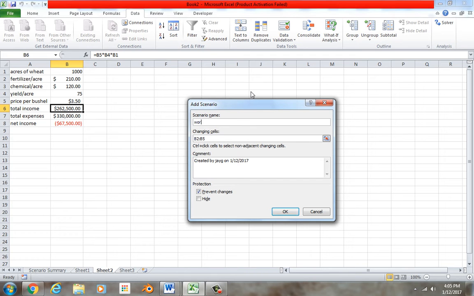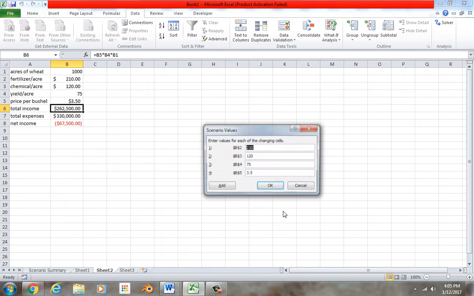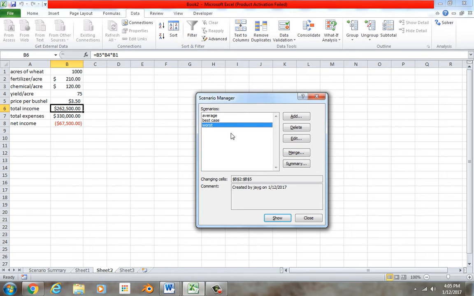Oh. And then worst case, I'm just going to leave the worst case the way they are currently: 210, 120, 75, and 3.5. And once I've gotten here, if I just click on show, okay, it's already on worst case. Here's best case. Best case scenario, this is what I get. Average, this is what I get.